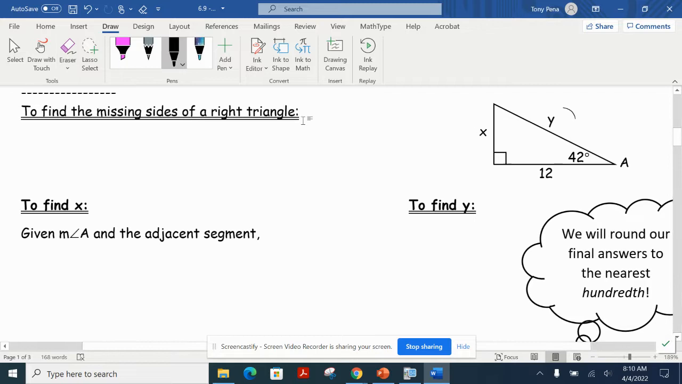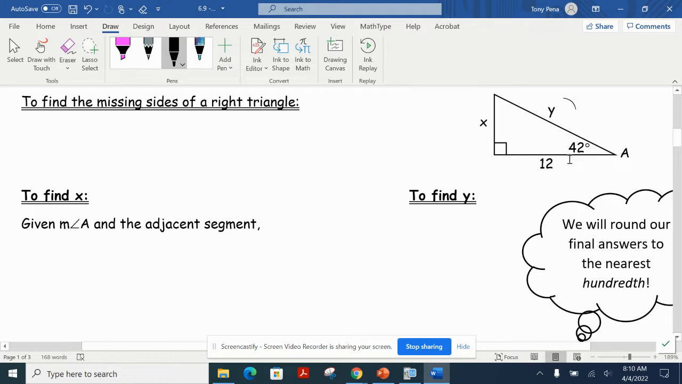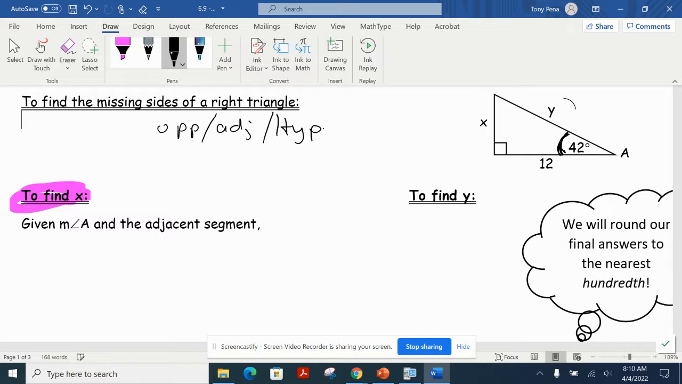So here's what we now need to do for this. So you can see down here, it says, given the measure of angle A and the adjacent segment. So here is angle A, here is the adjacent segment. So here's what we want to do if we want to solve. We're going to do this down here to find X. So we're going to use the angle that we are given. And then if that is the angle that we are given, in terms of these words, opposite, adjacent, and hypotenuse, X is the what of angle 42 here, of angle A? Is it the adjacent, the hypotenuse, or is it the opposite? Armando, what would X be? Since that's what we're looking for, X. Good. So if we're going to find X, we definitely want to use the opposite side.